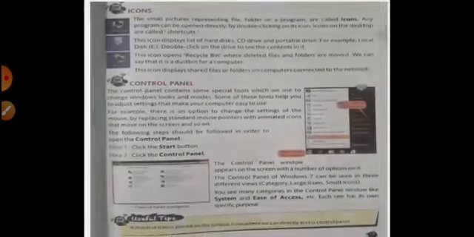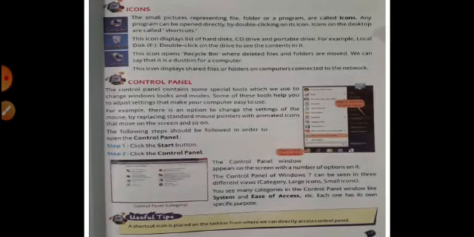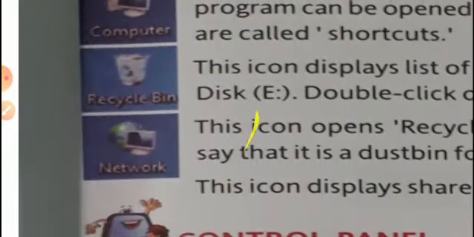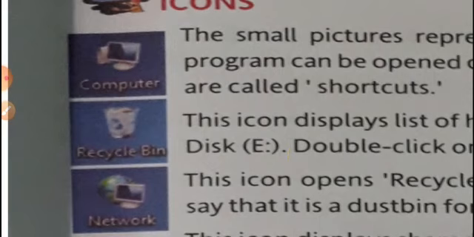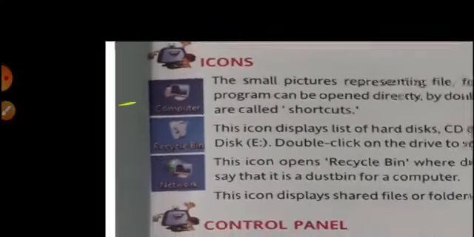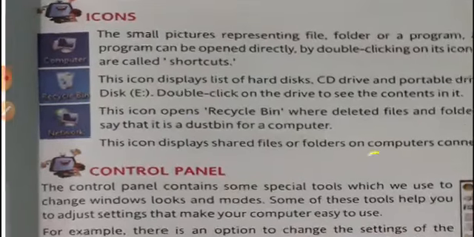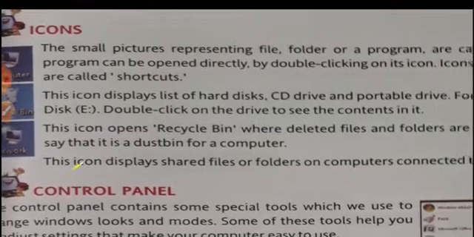Understood? Now icons, come to page number 37, icons. These are small picture representations of files. As you can see in your book, here are computer, recycle bin and network. Sorry, these are called icons, not gadgets. Any program can be opened directly by double clicking on its icon. Icons on the desktop are called shortcuts.